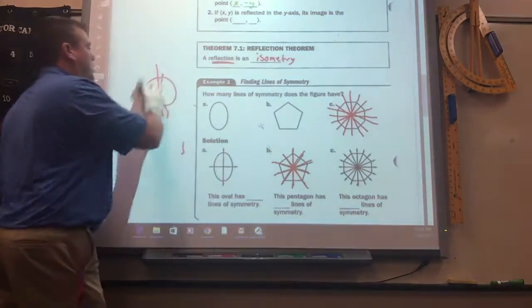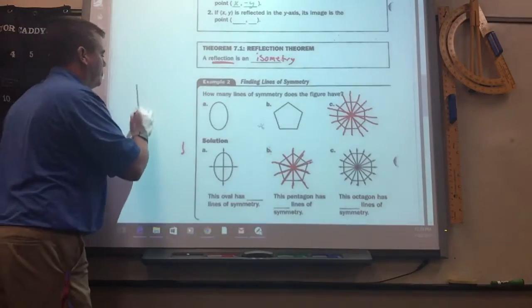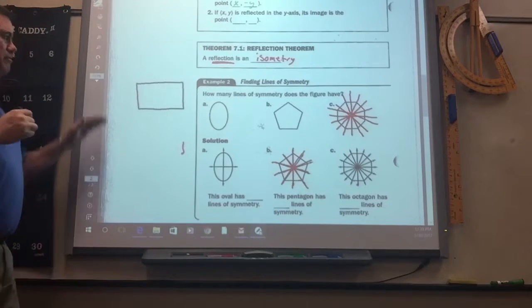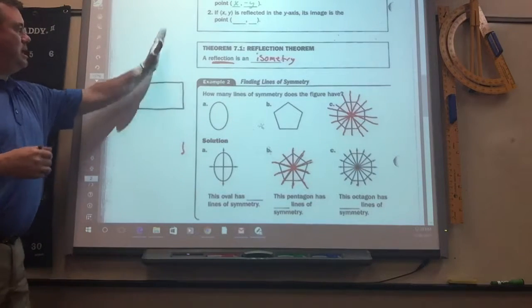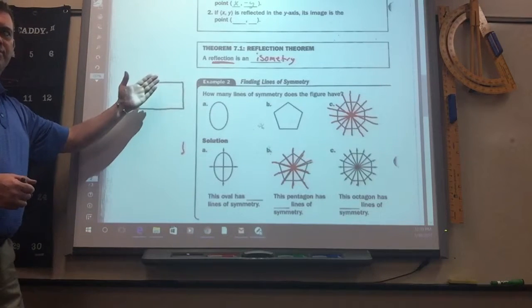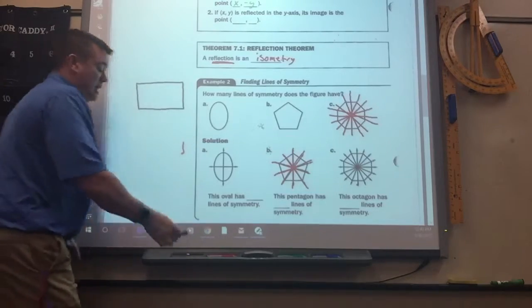Now, here's a trick one. They have flags. If it was just a rectangle, this would have 2. This way and this way. Diagonal doesn't work because it wouldn't fold on top of itself. You know what I mean? Can everyone picture that? This point would come down here.